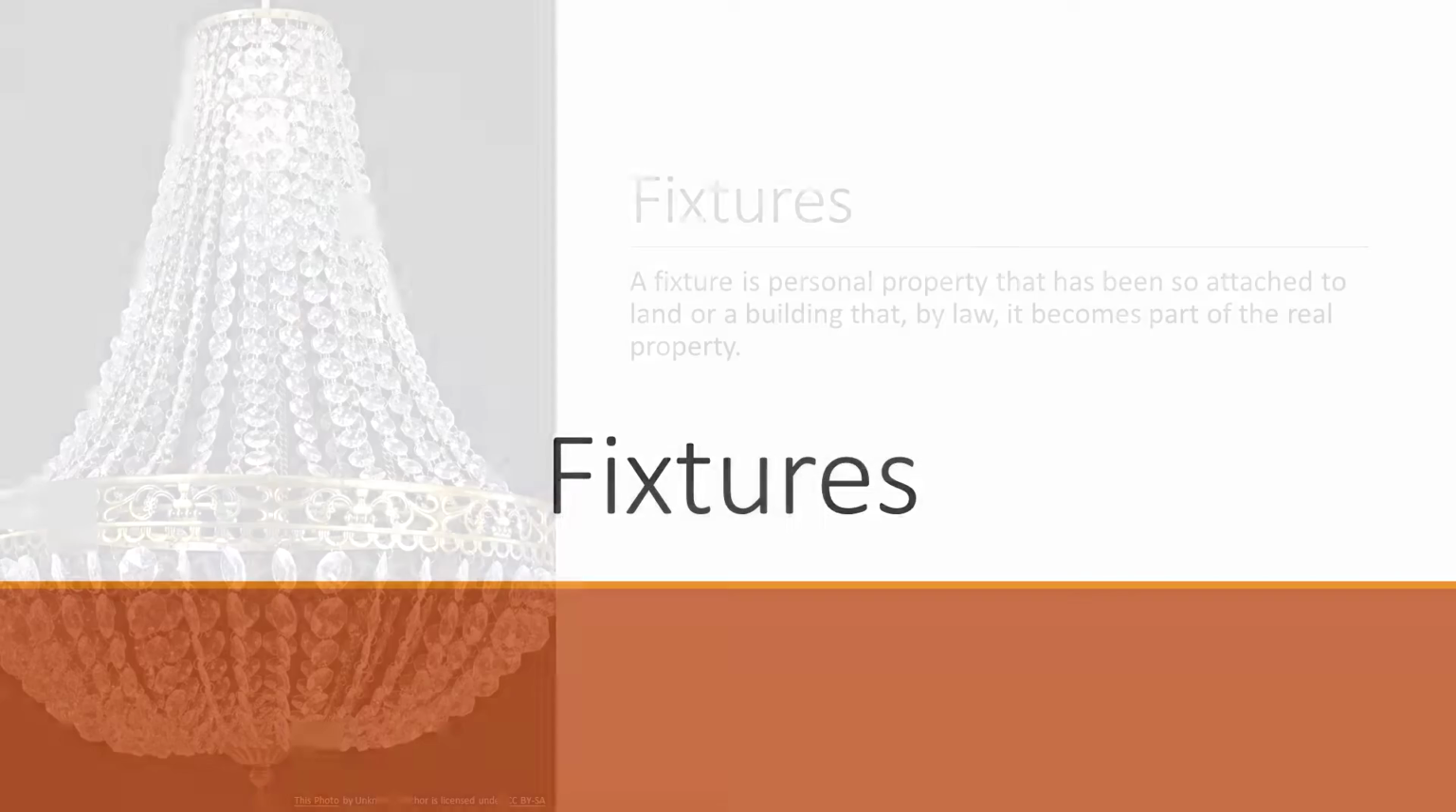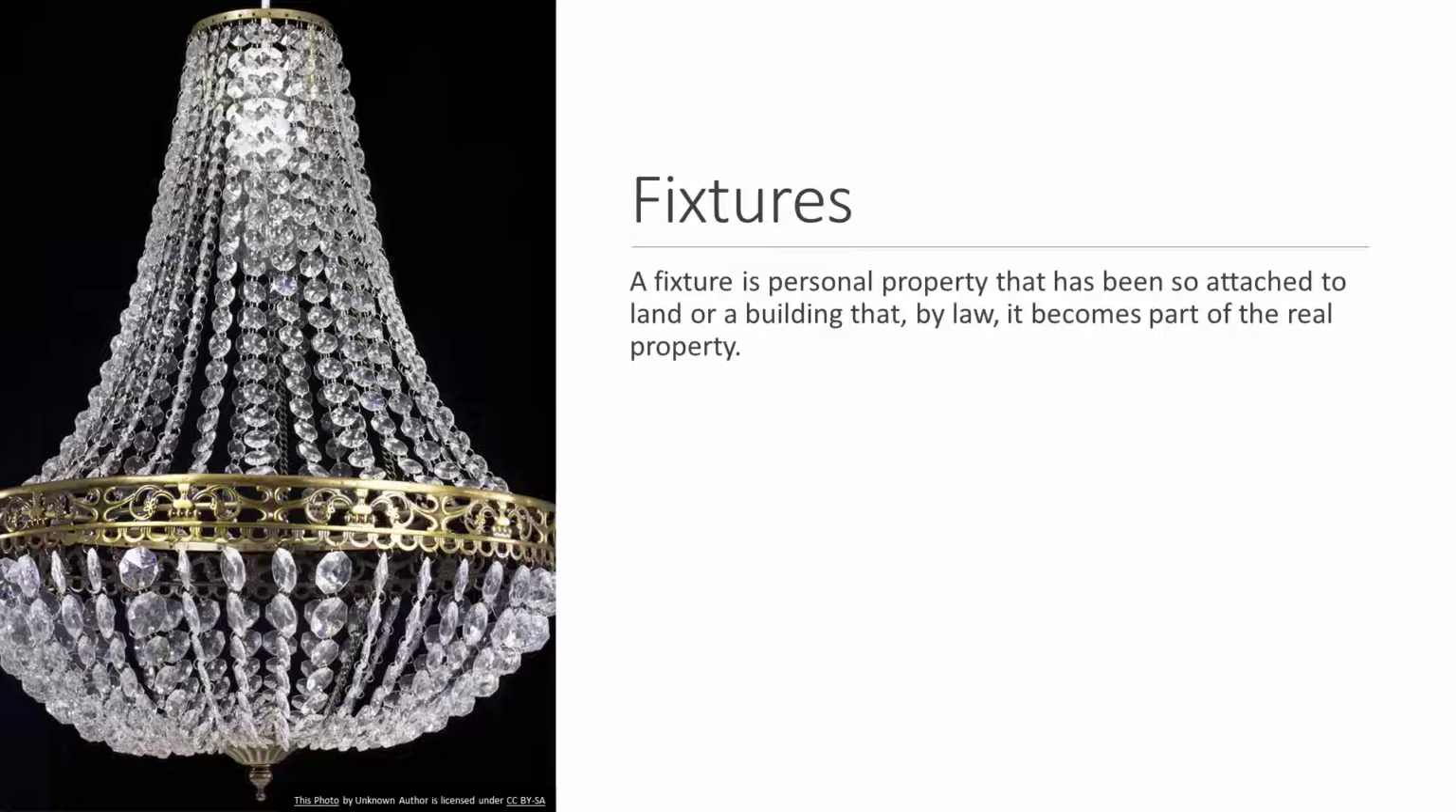Let's talk about fixtures. Don't overthink the term. Go down to one of these big box hardware stores. They have giant stores full of fixtures, things you can buy and bring home and add to your home. A fixture is personal property that has been so attached to land or a building that by law it becomes part of the real property. Examples would be lighting fixtures, kitchen cabinets, drapery.